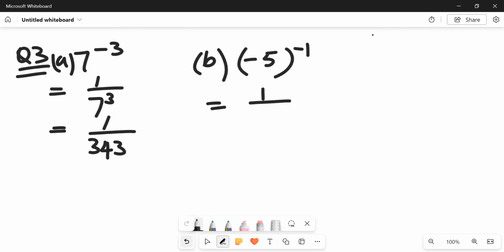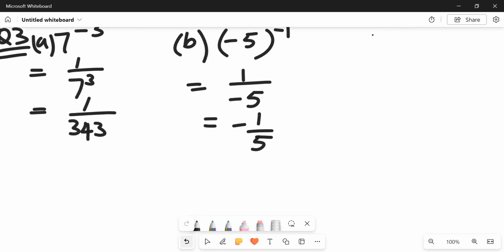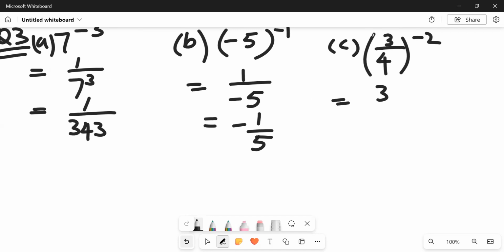Now its B part is minus 5 whole power minus 1. It will be 1 over minus 5, which can be written as minus 1 over 5. And the C part we can write as (3 over 4) whole power minus 2. Minus 1 over 5 or 1 over minus 5 is the same thing.